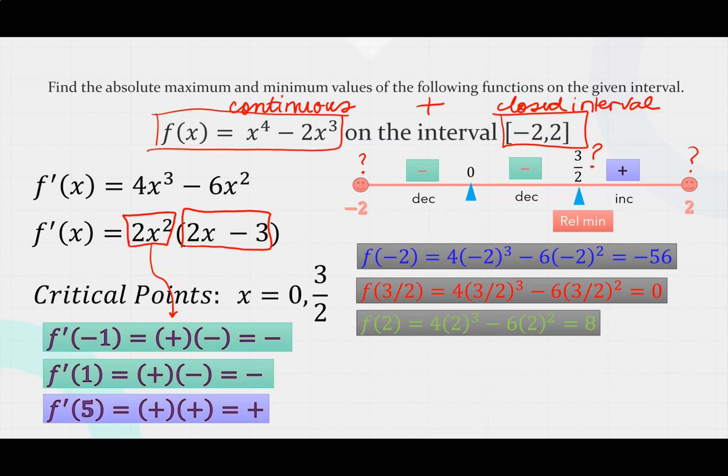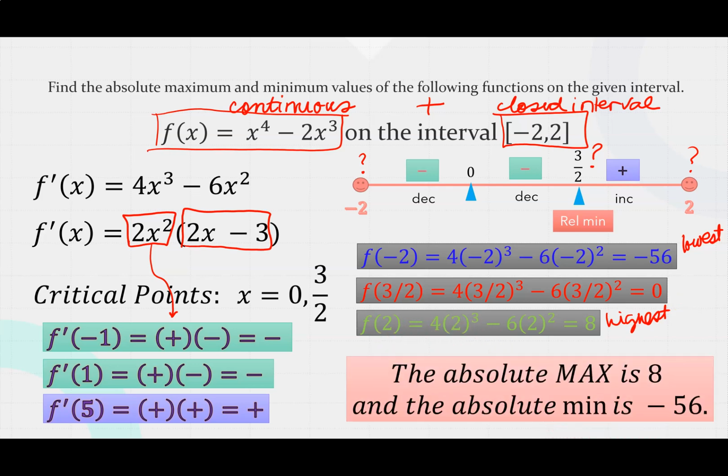And f of 2 is 8. So comparing those two values, this is the lowest and this is the highest in that closed interval. So we would say that the absolute maximum is 8, and that happened when x equals 2. The absolute minimum is negative 56, and that happens when x is negative 2. So in this case, the absolute max and min happen at the endpoints.